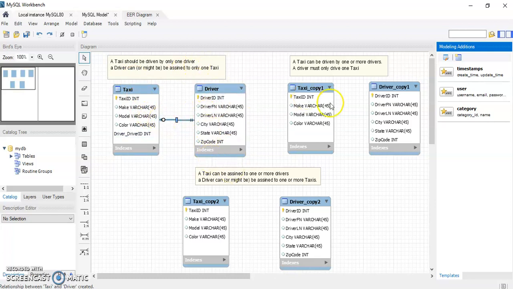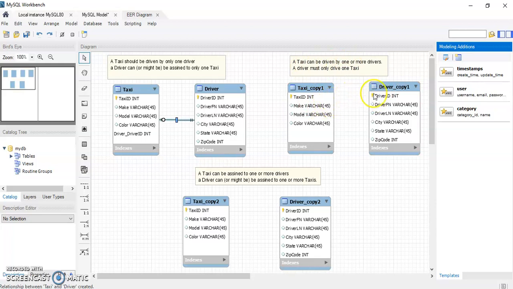Now we go to the second scenario, still binary, right? And we're going to see if it's going to be a one-to-one, one-to-many, or many-to-many. A taxi can be driven by one or more drivers. So one-to-many drivers, right? A driver, on the other hand, must only drive one taxi. So going back it is one, but going from taxi to driver is one-to-many. A taxi can be driven by one or more.